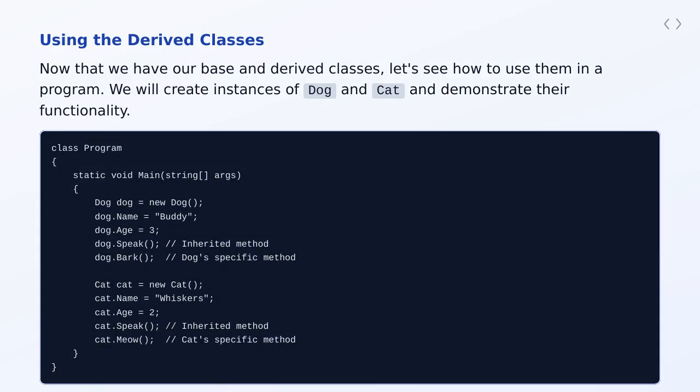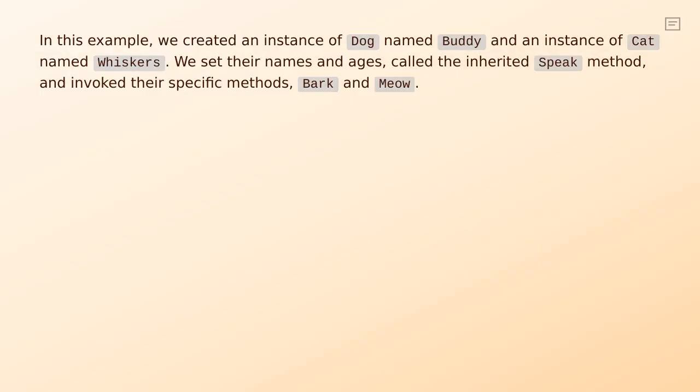Now, using the derived classes. Now that we have our base and derived classes, let's see how to use them in a program. We will create instances of Dog and Cat and demonstrate their functionality. Review the class shown on screen and how its members are organized. In this example, we created an instance of Dog named Buddy and an instance of Cat named Whiskers. We set their names and ages, called the inherited speak method, and invoked their specific methods bark and meow.